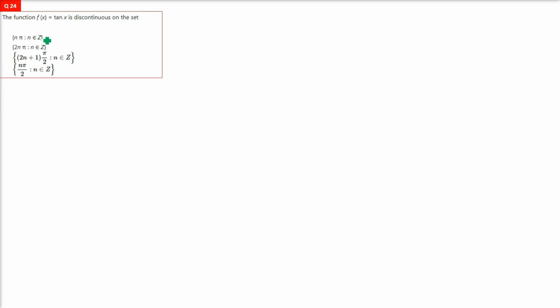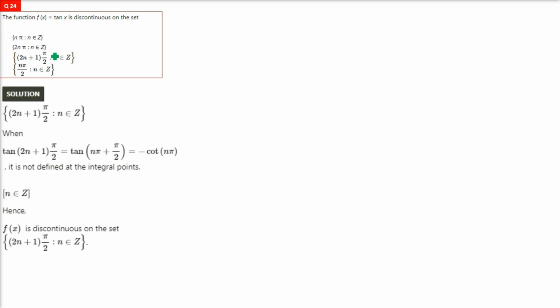The function f(x) is equal to tan x is discontinuous on the set. Now tan x is simply sin x by cos x. But you need to know about tan x also. What is the graph of tan x? Where you can say where it is valid, where it is not valid.